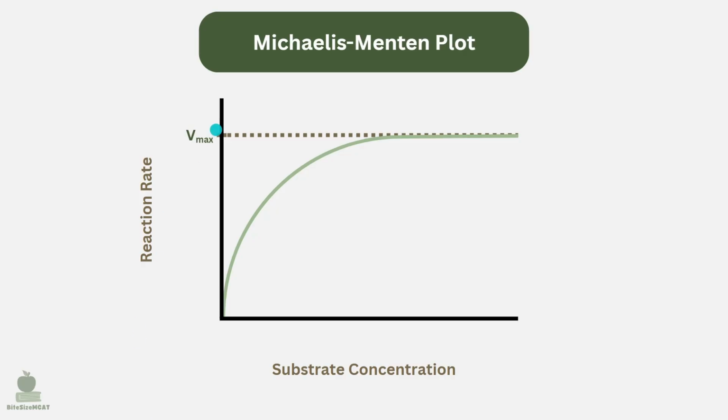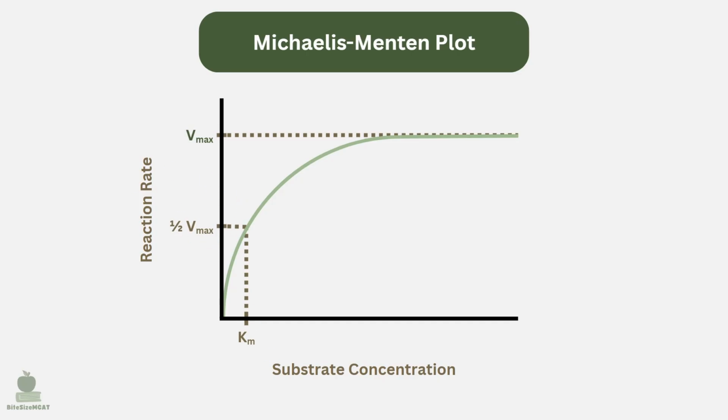Now watch this. If we take half of Vmax, about right here, and follow this down to the x-axis, we find Km. Remember back to our definition of Km? It is the substrate concentration when the reaction rate is 1/2 Vmax, and that's what we see right here.